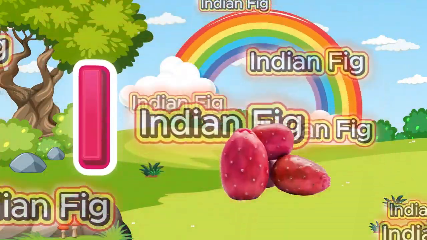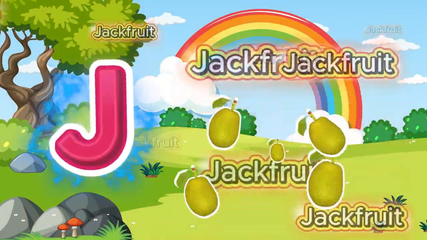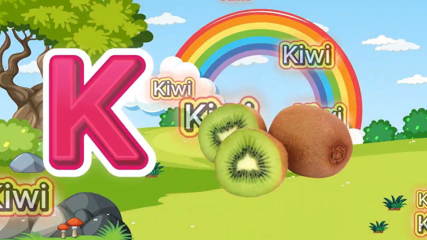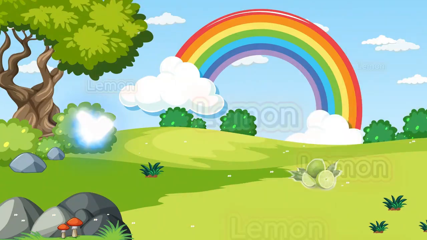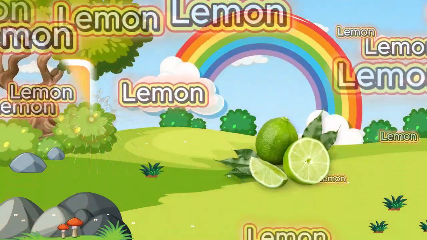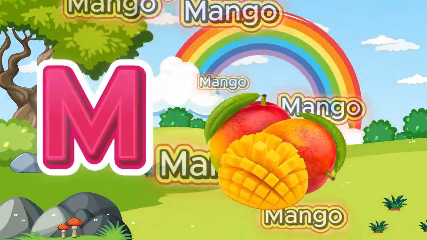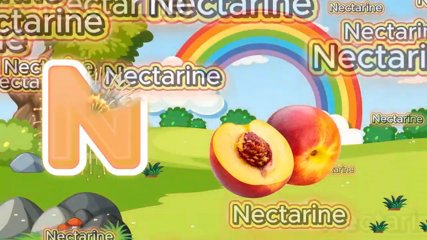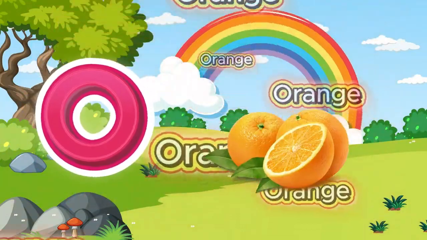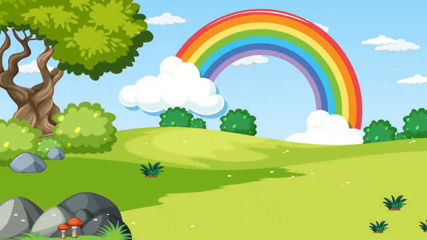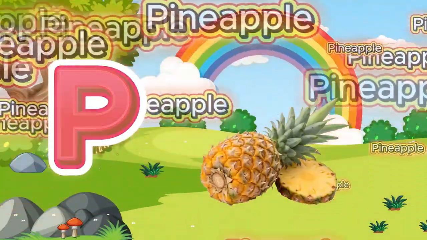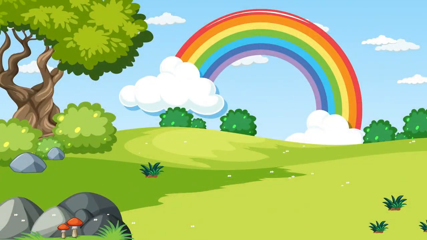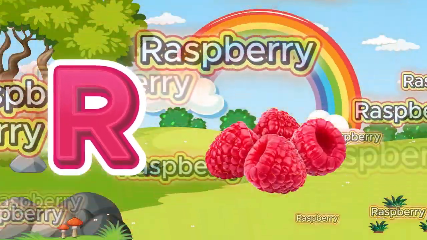I is for Indian fig, Indian fig. J is for jackfruit, jackfruit. K is for kiwi, kiwi. L is for lemon, lemon. M is for mango, mango. N is for nectarine, nectarine. O is for orange, orange. P is for pineapple, pineapple. Q is for quince, quince. R is for raspberry, raspberry.